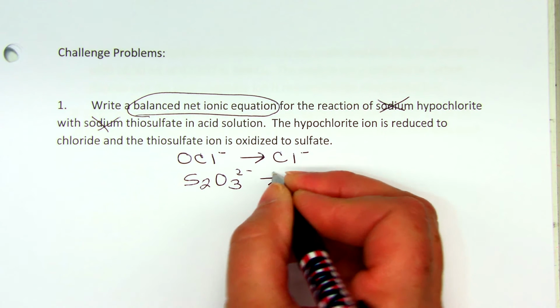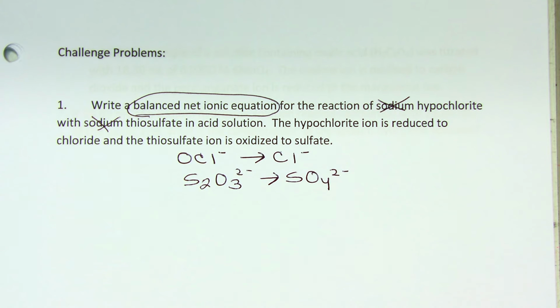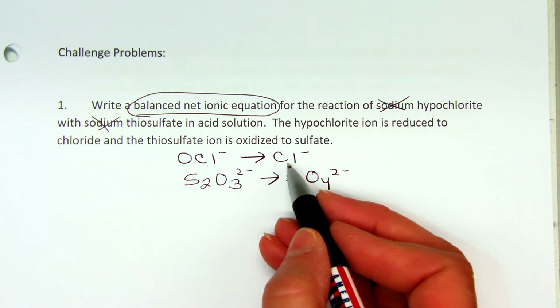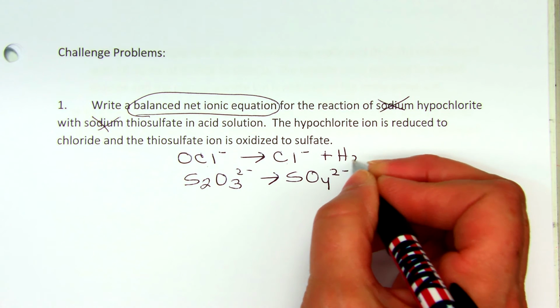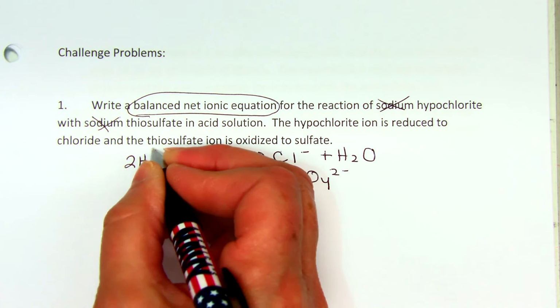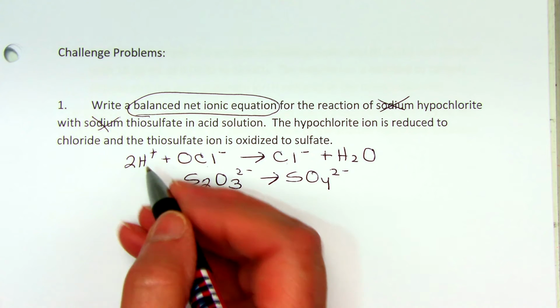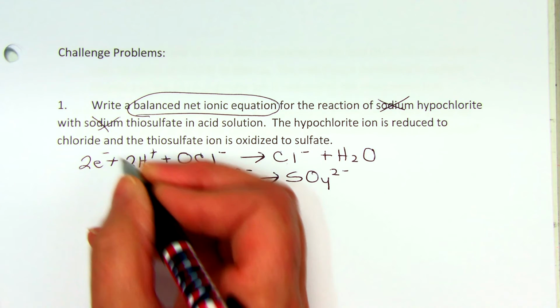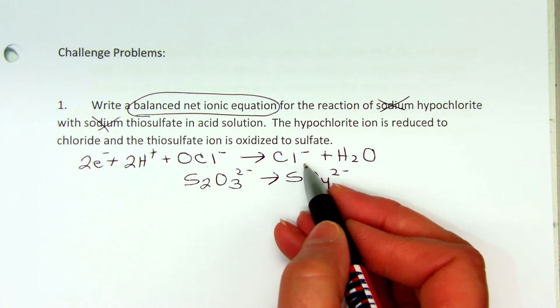How about the next part? Thiosulfate makes sulfate. Now I have two half reactions. I can balance the two halves in acid and add them back together, and I'm done. One chlorine, one chlorine. One oxygen, no oxygen. Add water. Two hydrogens, no hydrogen. Add two hydrogen ions. There's a -1 here, and I have a +2, so I need to add 2 electrons. So now 2 electrons and 2 hydrogen ions is 0, a -1, and a -1.